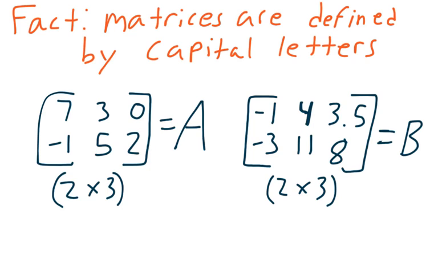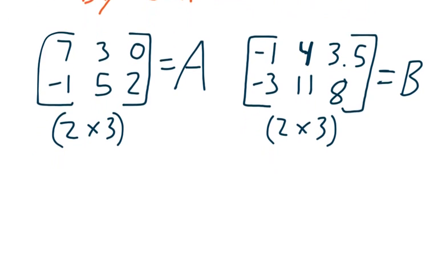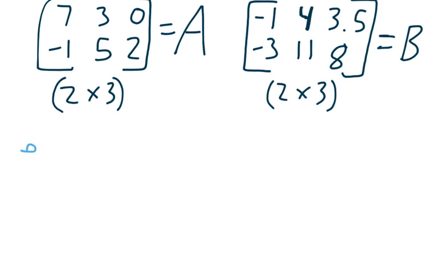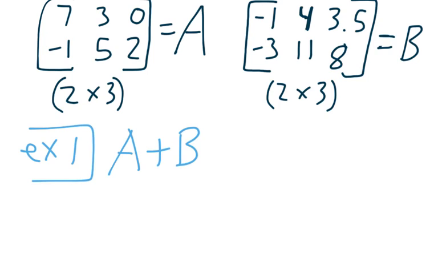So, quick little fact here. Matrices, they're defined by capital letters usually. So this one right here on the left, that's matrix A. This one on the right is matrix B. Review from last video: these are both 2 by 3s. You have to add them. In order to add them, they have to be the same. So what I want to do first off, example 1, is A plus B.